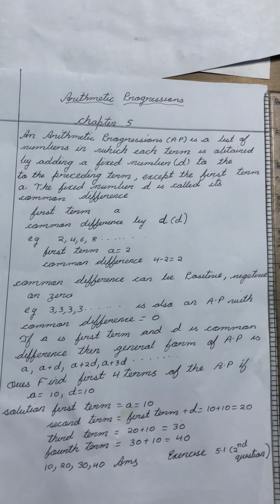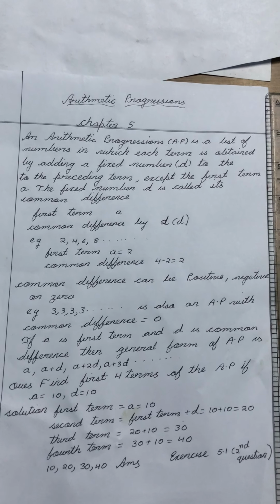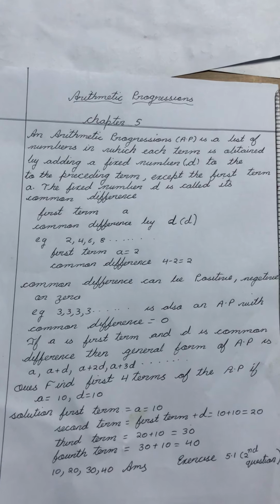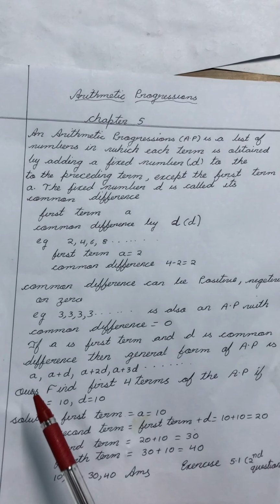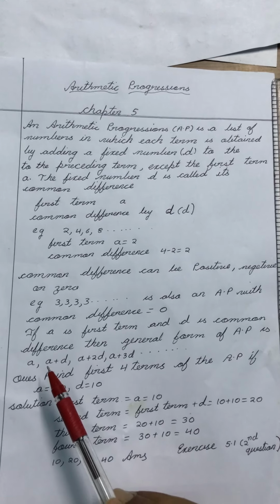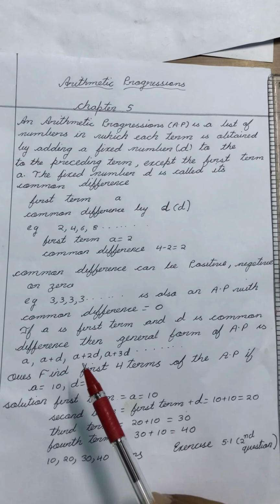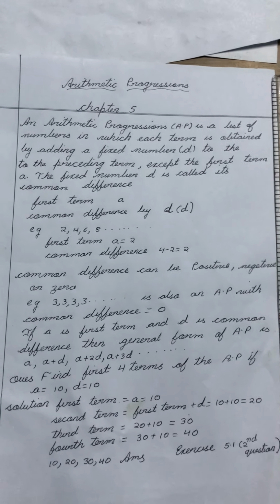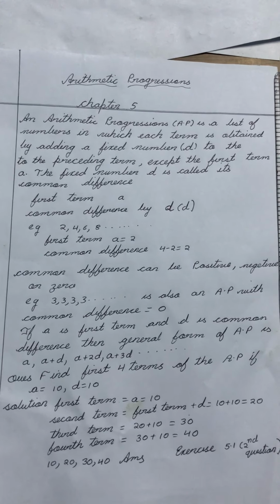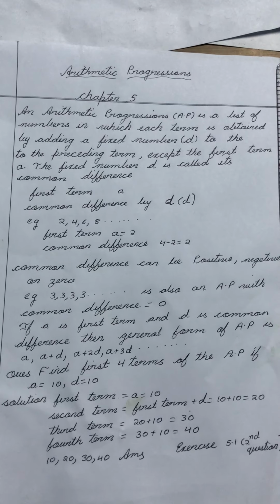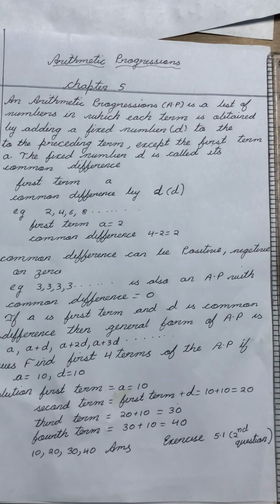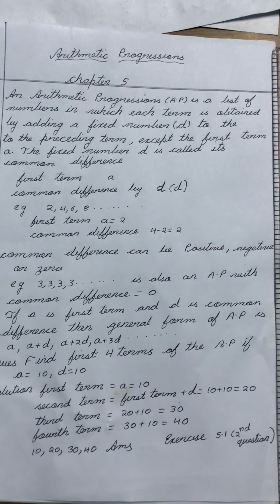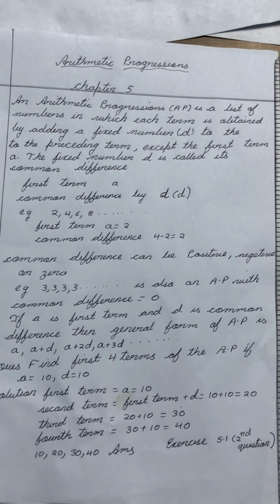If A is the first term and D is the common difference, then the general form of the AP is A, A plus D, A plus 2D, A plus 3D, and this continues. So the first term is represented by A, the second term A plus D, the third term A plus 2D, the fourth term A plus 3D. If A and D are given to us, then the next terms we can also find by a very simple logic, that is by using the definition. As the definition says, each term is obtained by adding a fixed number to the previous term.